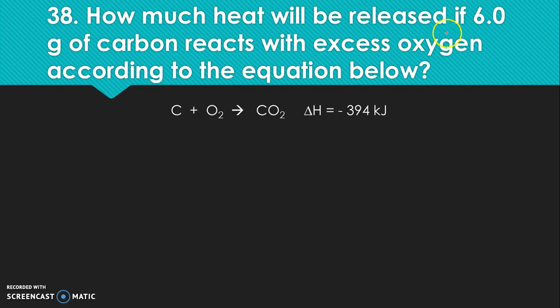How much heat will be released if 6 grams of carbon reacts with excess oxygen according to the equation below? Now, for this one at least, I want to write out and put it into our equation. So C carbon plus oxygen gas yields carbon dioxide. And because we know it's exothermic, it's negative, that it's one of the products, and 394 kilojoules.